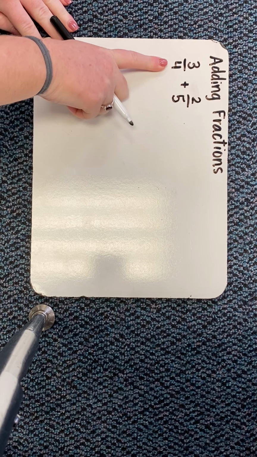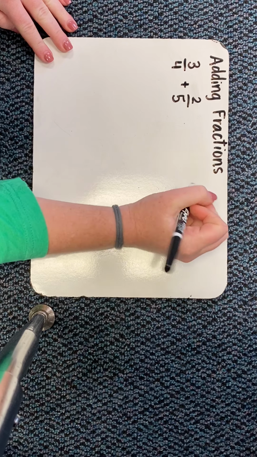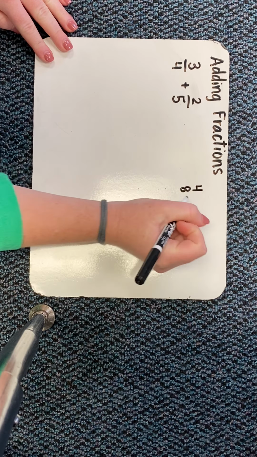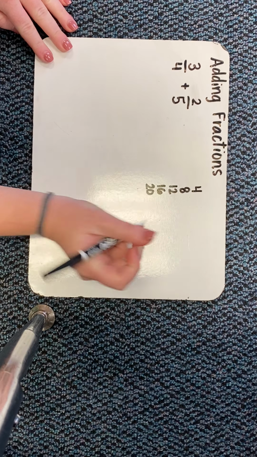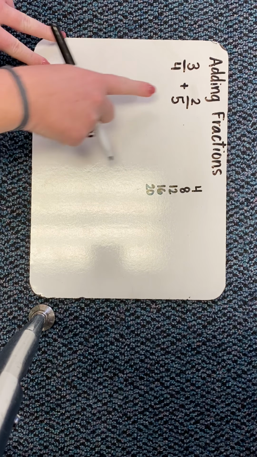So what I need to do is find my least common denominator, which means that I'm going to list my multiples of 4. 4, 8, 12, 16, 20. I'm going to stop after the first 5. I might need to add more, but for right now I'm going to stop there.